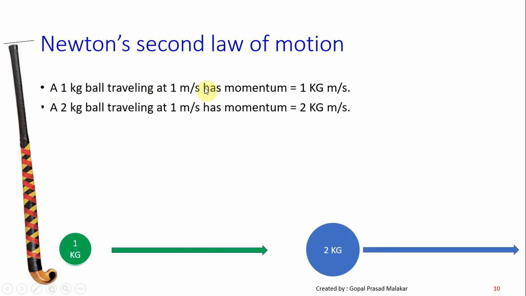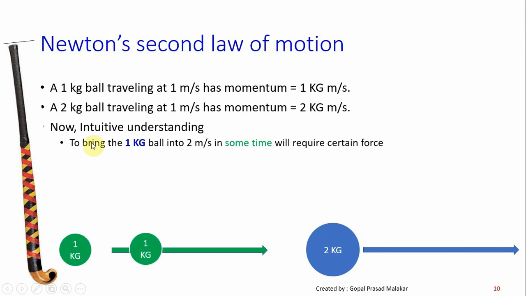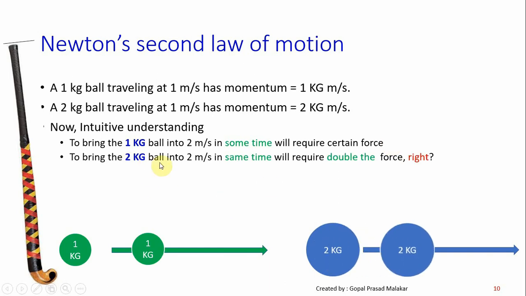Now let's understand one more thing. A 1 kg ball traveling at 1 meter per second has a momentum of 1 kg meter per second, and a 2 kg ball at 1 meter per second has 2 kg meter per second momentum. So to bring a 1 kg ball to 2 meter per second in some time will require a certain force, and to bring the 2 kg ball to 2 meter per second in the same time, whatever time it was, will require double the force, right? Because double the weight, double the force required. We know it intuitively. Even a child knows that the more the weight, the more force you require to stop it or whatever. The point that I am trying to say is that the more the mass of the object, the more the force needed.